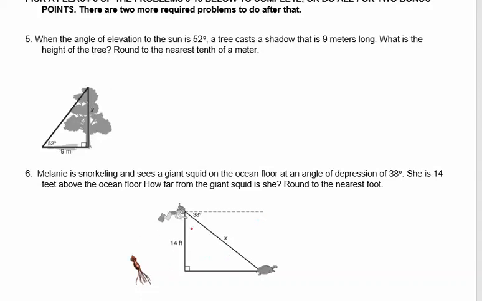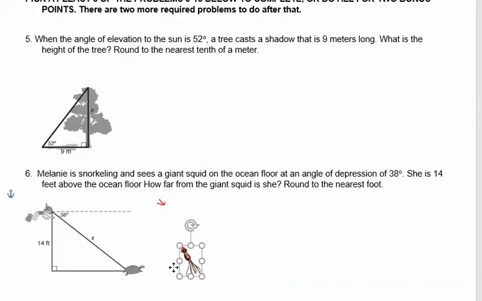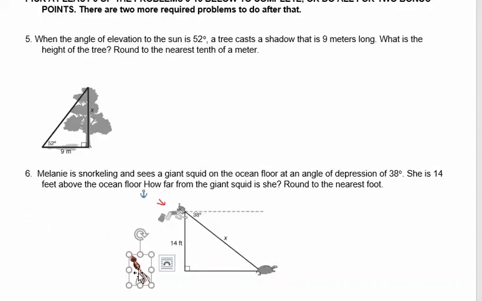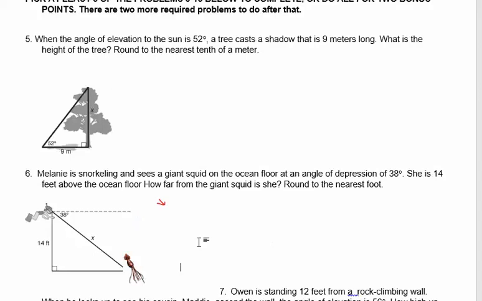It says Melanie, that's her up here, she is snorkeling and she sees a giant squid on the ocean floor, and that moved. My squid is supposed to be covering up that turtle. And now it won't cover it up. Here we go. Now Melanie sees a giant squid on the ocean floor at an angle of depression of 38 degrees. She is 14 feet above the ocean floor. How far from the giant squid is she?